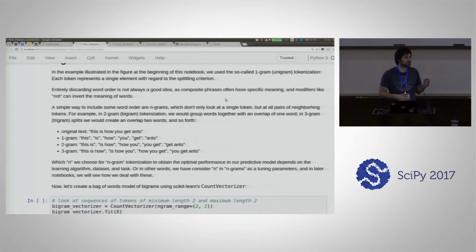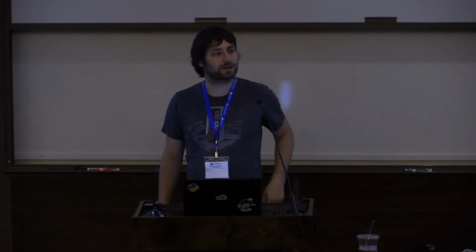Can these 2-grams or 3-grams cross sentence boundaries? Yes, in the Scikit-learn implementation, yes. Because basically what we do is the tokenization step, which is we just split by white space, and then we do a sliding window over these tokens. I'm sure you can find libraries that have implementations that are more fancy than that.